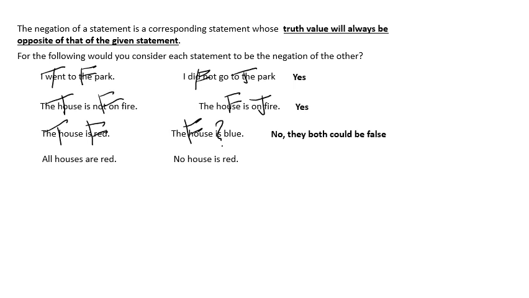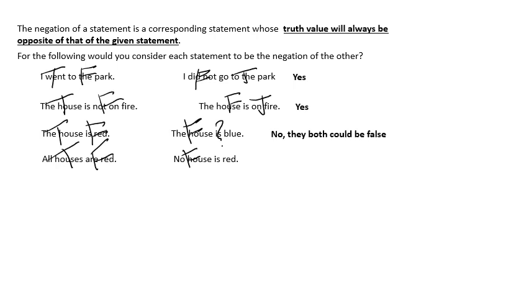All houses are red. No house is red. Negations of one another. Now here we have quantifiers. We have to be very careful here. Suppose all of the houses are red. Then it's quite evident that this is a false statement. Now, suppose this is a false statement that all houses are not necessarily red.